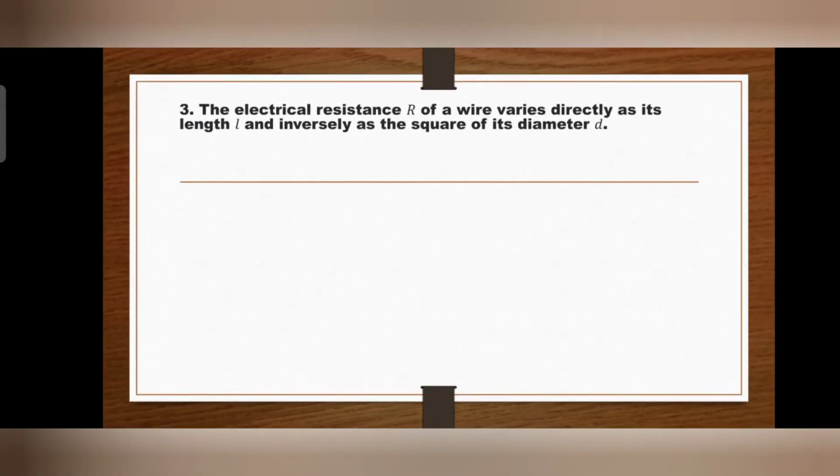Okay, number 3. The electrical resistance R of a wire varies directly as its length L and inversely as the square of its diameter D. So the answer is R, so the electrical resistance R, so R is equal to varies directly as its length, so K times L, and inversely as the square of its diameter D, so KL over D squared. So the final answer is R is equal to k times L divided by D squared.